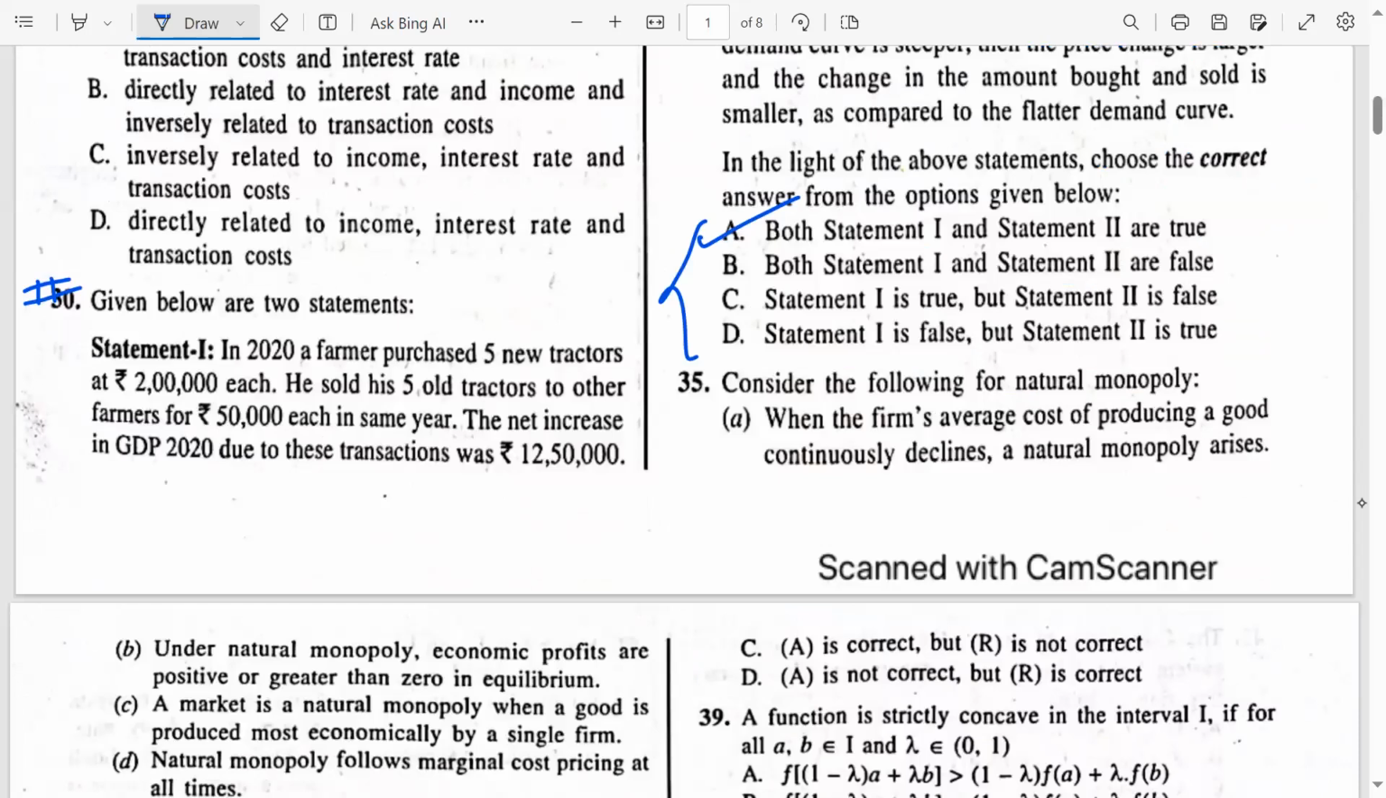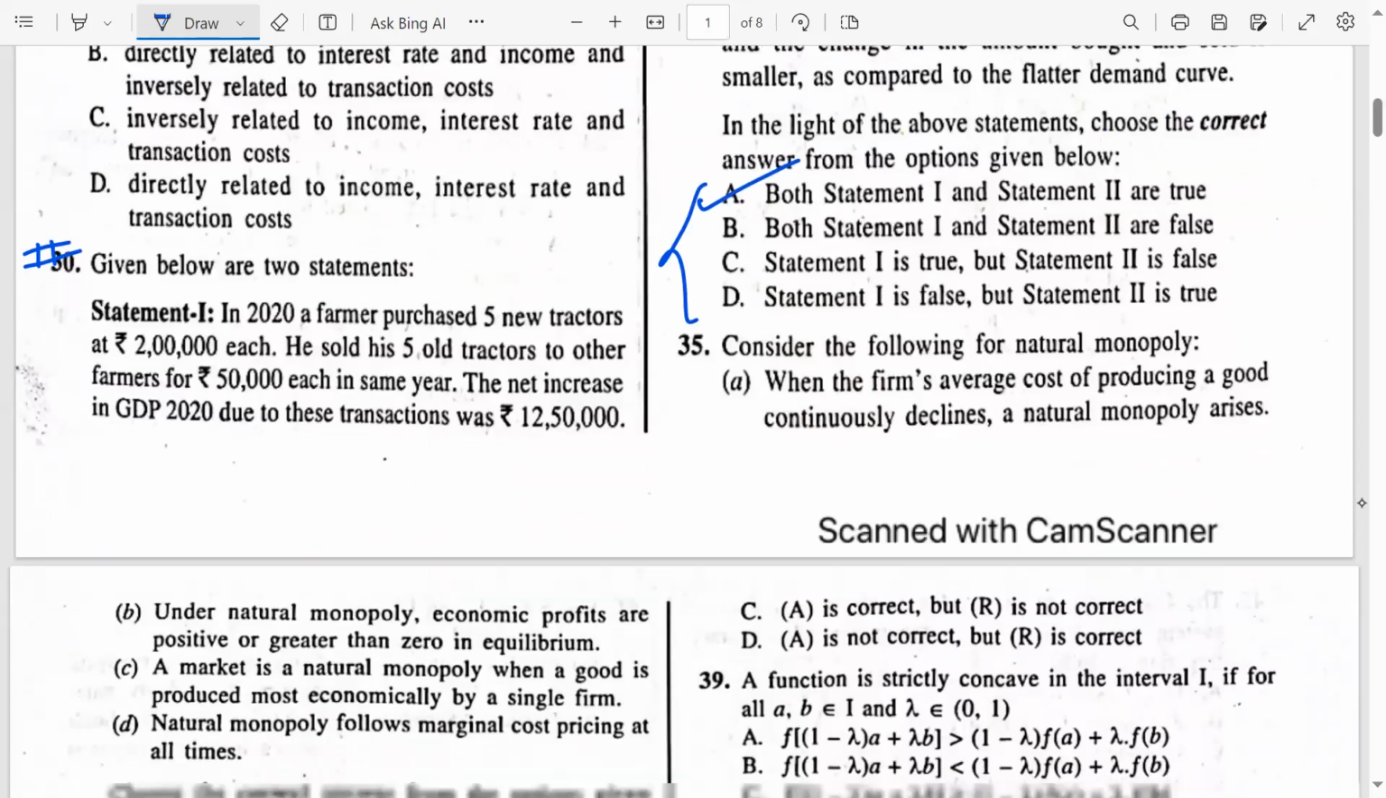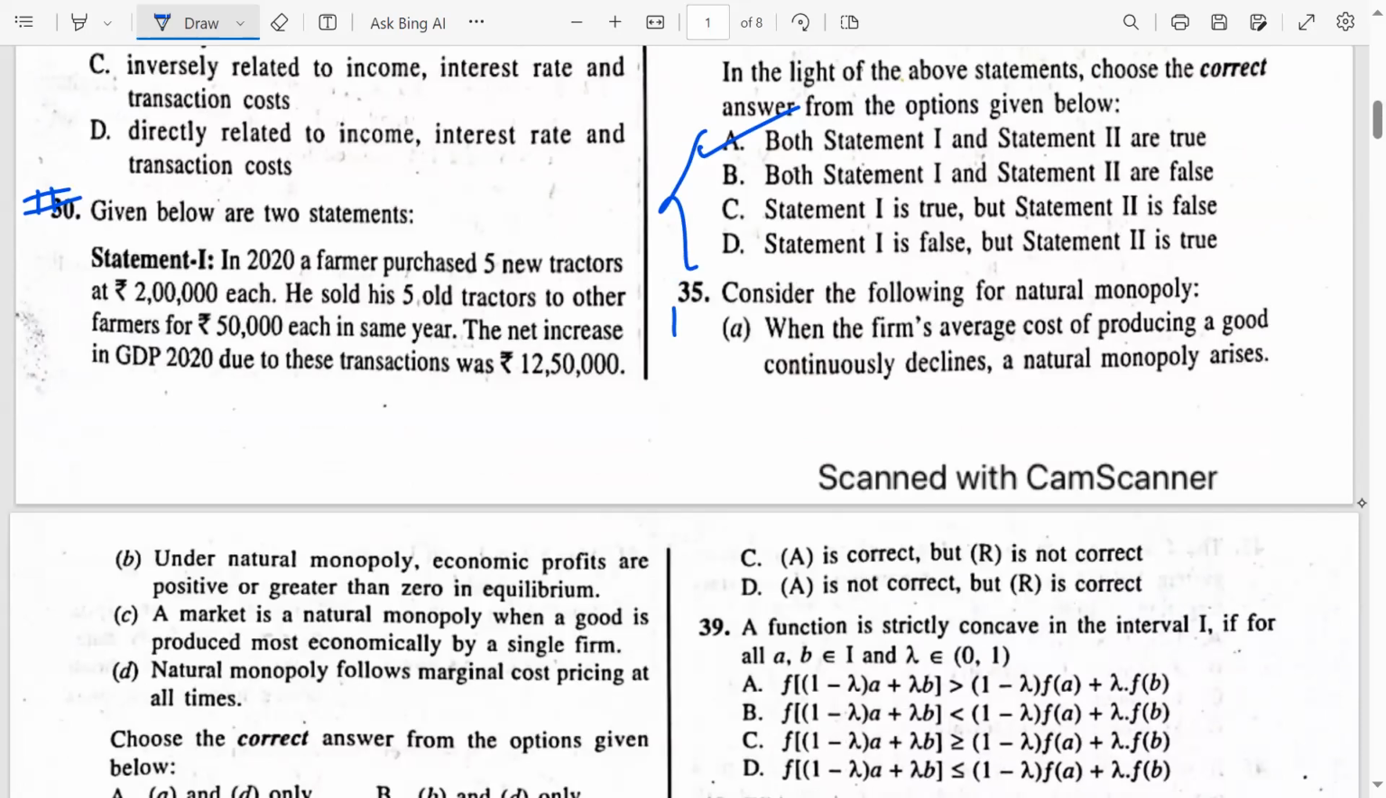And let's look at the last question for this particular lecture, after which we stop. Question number 35. Consider the following for natural monopoly. Now, natural monopoly, again, we have done this in our microeconomics course, in both our introductory as well as intermediate microeconomics course. When the firm's average cost of producing a good continuously declines, a natural monopoly arises. Correct. We know from the natural monopoly diagram that a natural monopolist always has a downward sloping average cost curve.